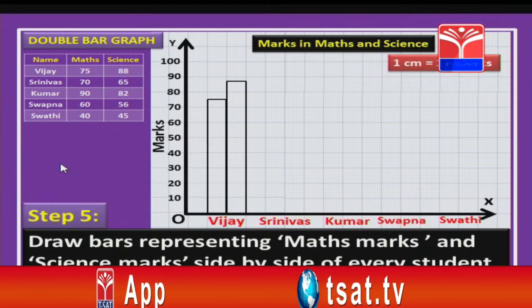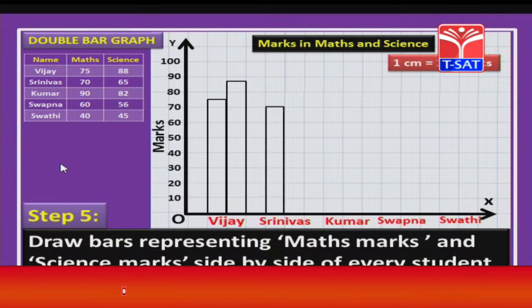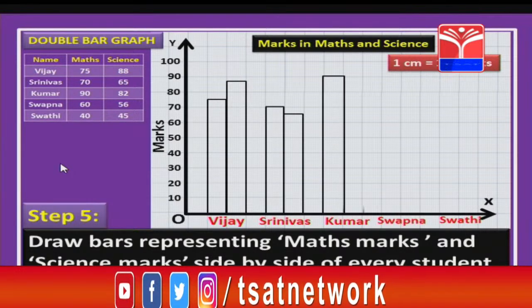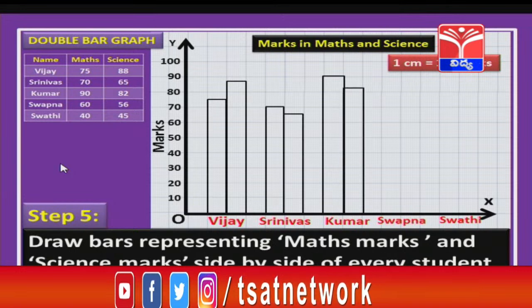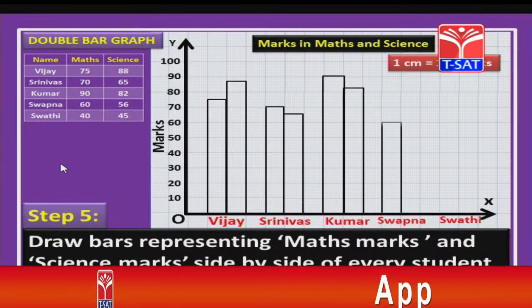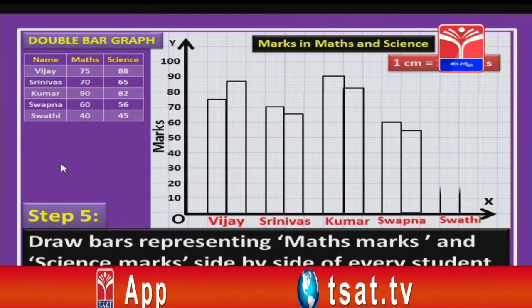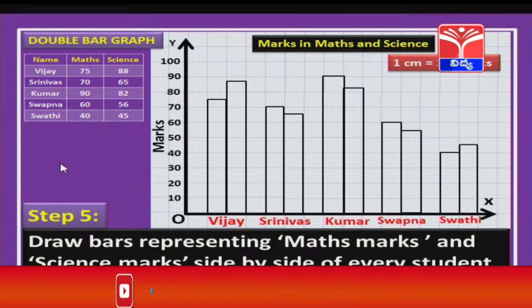Now, let us draw for Srinivas. Mathematics is 70 and science 65. For Kumar, it is 19 in mathematics and 82 in science. Swapna, 60 in mathematics and 56 in science. Then Swati, 40 in maths and 45 in science.